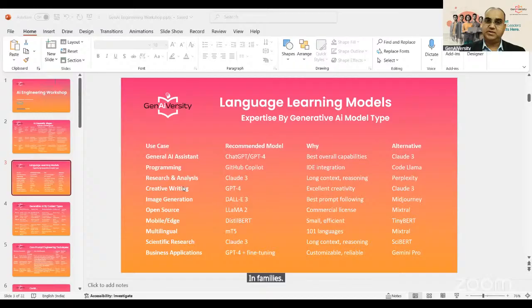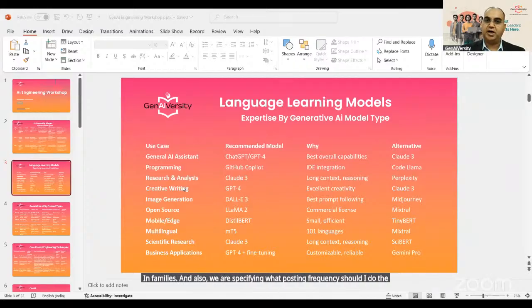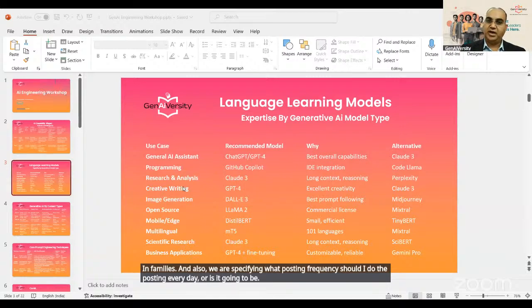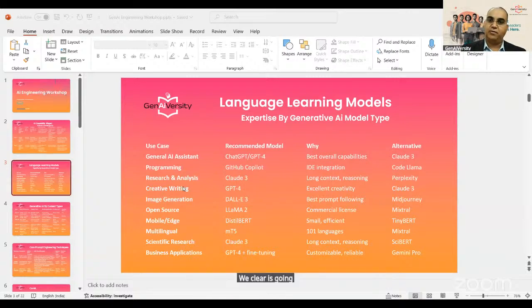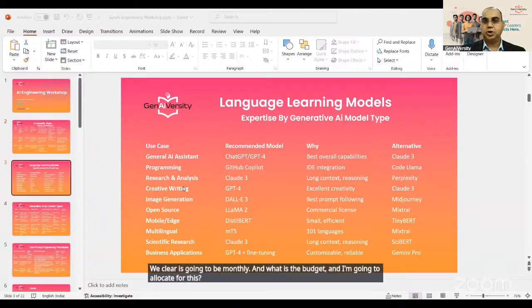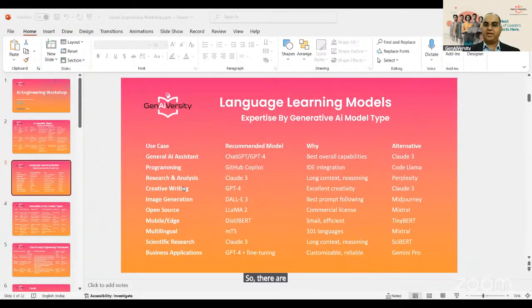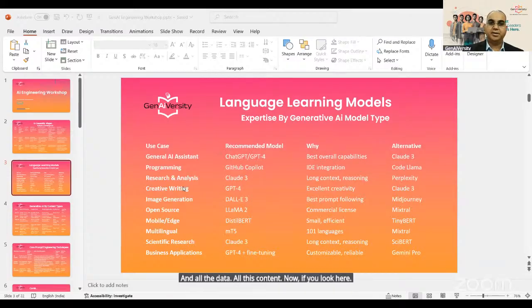And also we are specifying what posting frequency. Should I do the posting every day, or is it going to be weekly, or is it going to be monthly? And what is the budget I'm going to allocate for this? So there are multiple values being set here. Now if you look here, it has generated a 6 month document for me. I'm downloading.